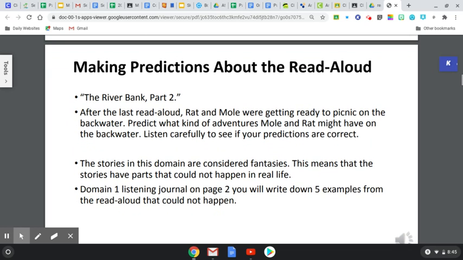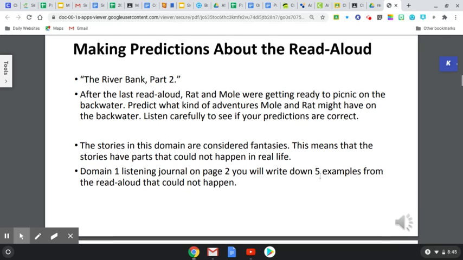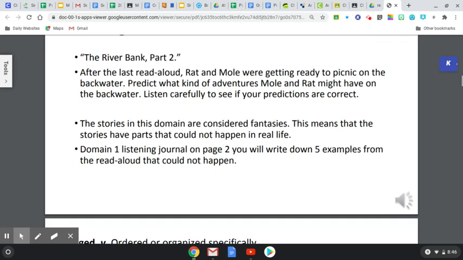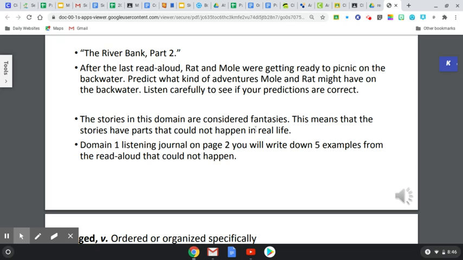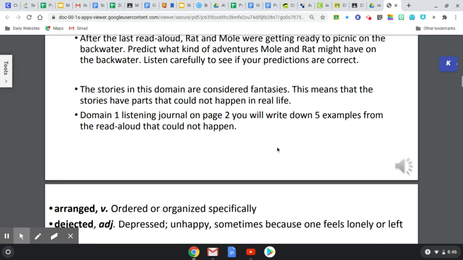Okay, so let's make a prediction about this read aloud. What do you think is going to happen? This is the riverbank part 2, and we know how our riverbank story starts with Mole and Rat in the boat about to go on a picnic. What do you think is going to happen next? Why? So the stories in this domain are considered fantasies. And this means that the stories have parts that could not happen in real life. So maybe there's something that you think will happen that couldn't actually happen in real life, but you predict is going to happen in the story.